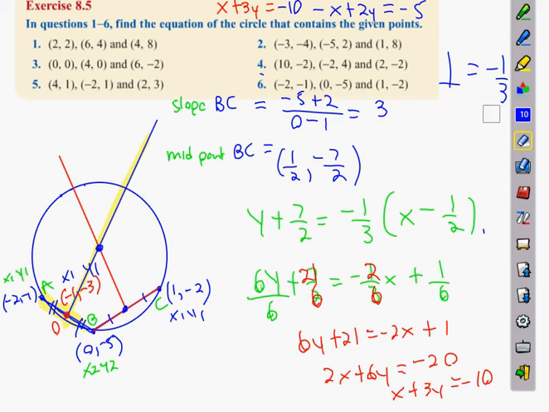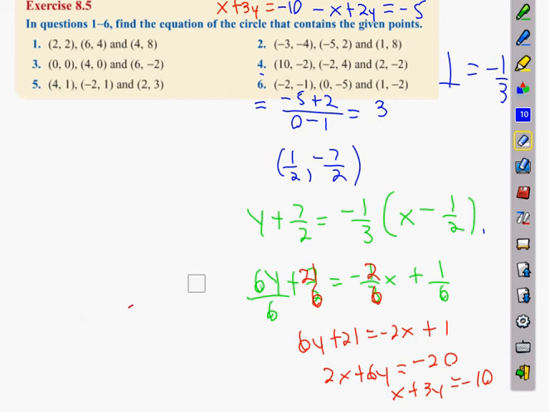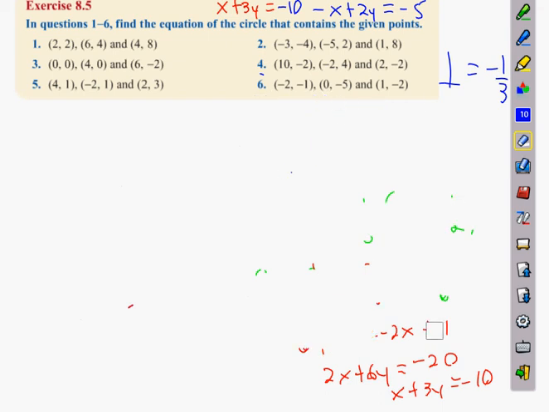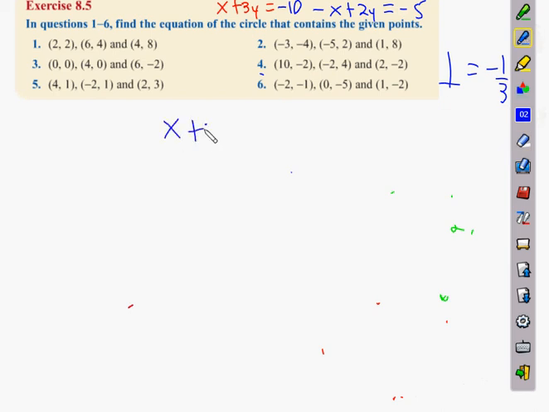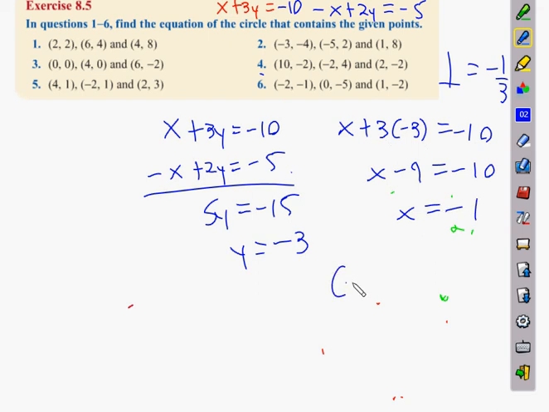So what we're going to look at here is, I'm just going to get rid of all this here. Okay, so what we have here is, we're going to just add them down, isn't it? Because one of them's a minus x and the other one's a plus x. And lucky for us, it's going to work out nicely. We're going to get 5y equals minus 15, y equals minus 3. And if y equals minus 3, it's going to be x plus 3 times minus 3 equals minus 10. X minus 9 equals minus 10. X therefore equals minus 1. The centre of the circle is minus 1, minus 3.